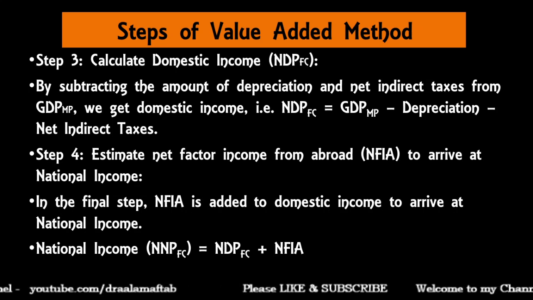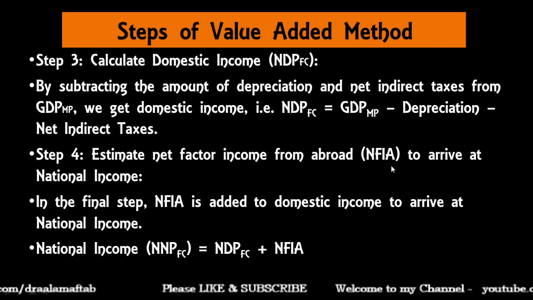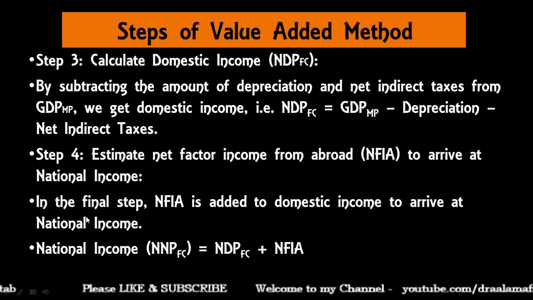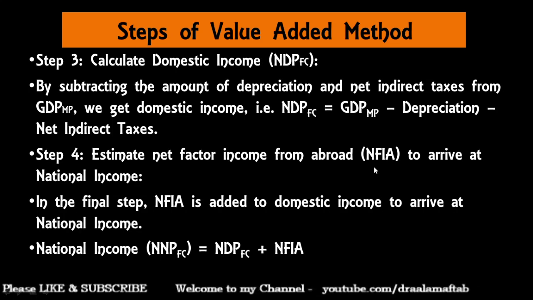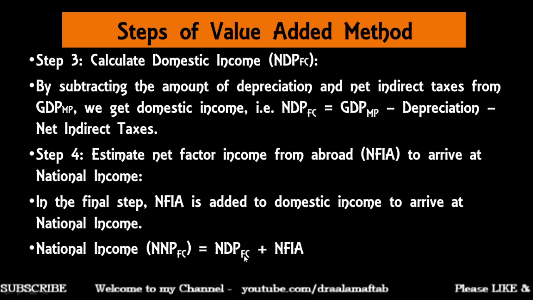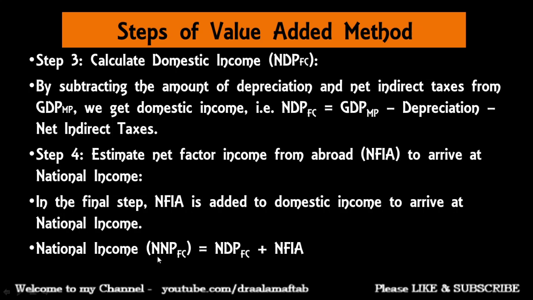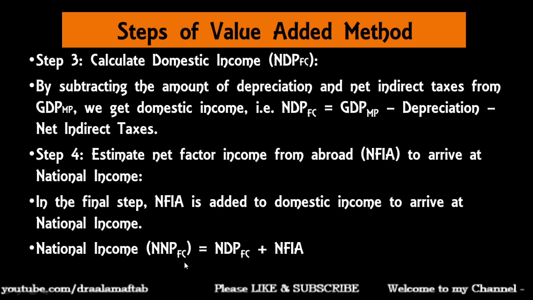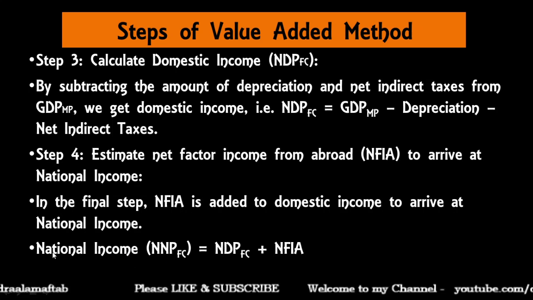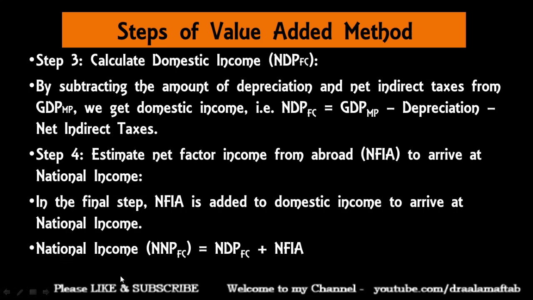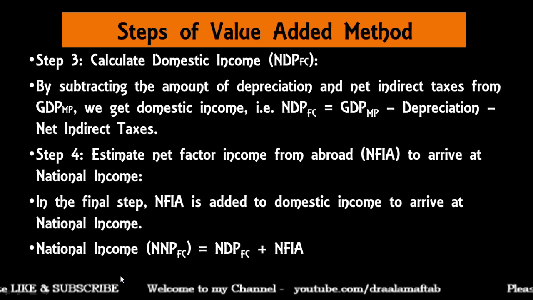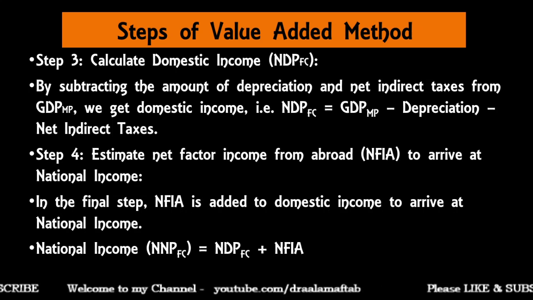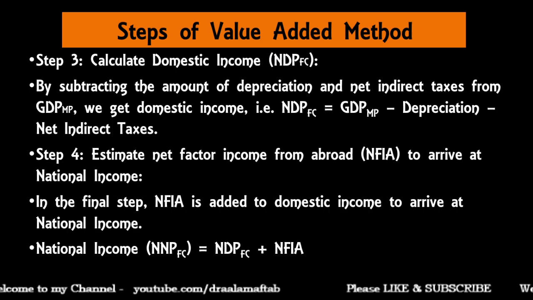So the difference of that, you will get net factor income from abroad. And when you add up NFIA to NDPFC, you will get NNPFC, that is net national product at factor cost, and NNPFC is nothing but national income. So these are the simple steps to calculate national income with the help of value added method.